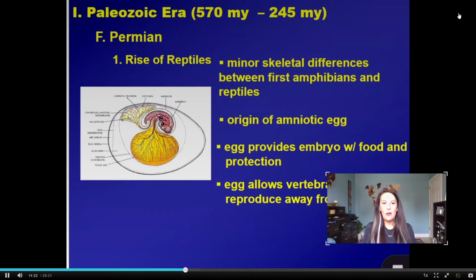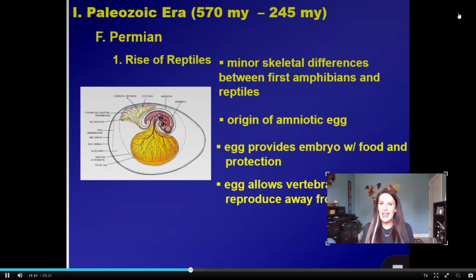So now we're going to move into the excitement of what is Permian. So the Permian is going to be known as the rise of the reptiles. And this is what you've waited for all semester, right? Is to talk about the rise of the reptiles.